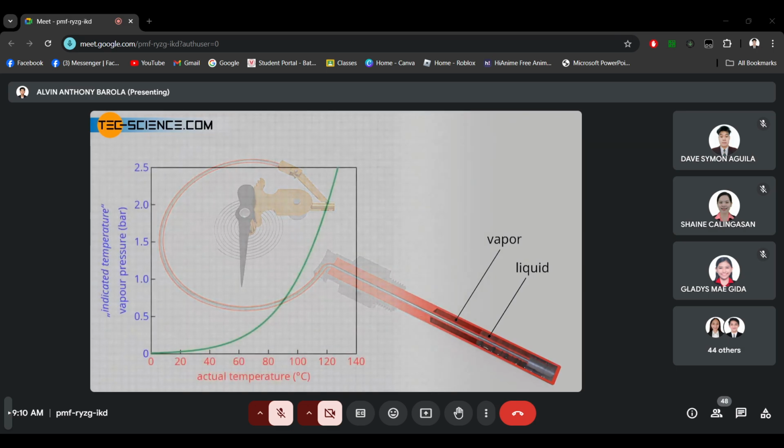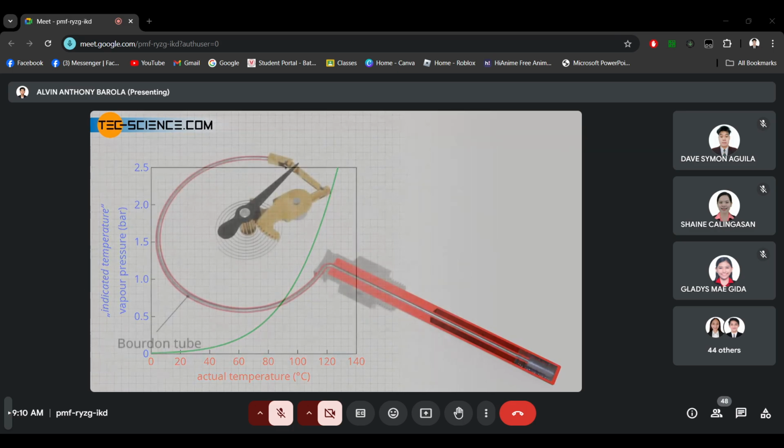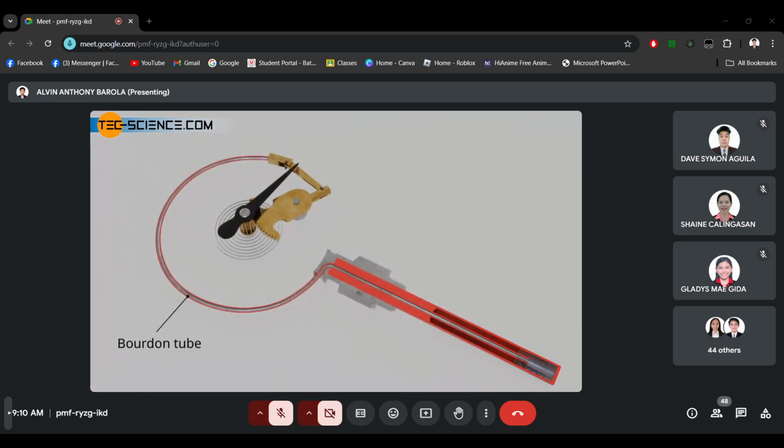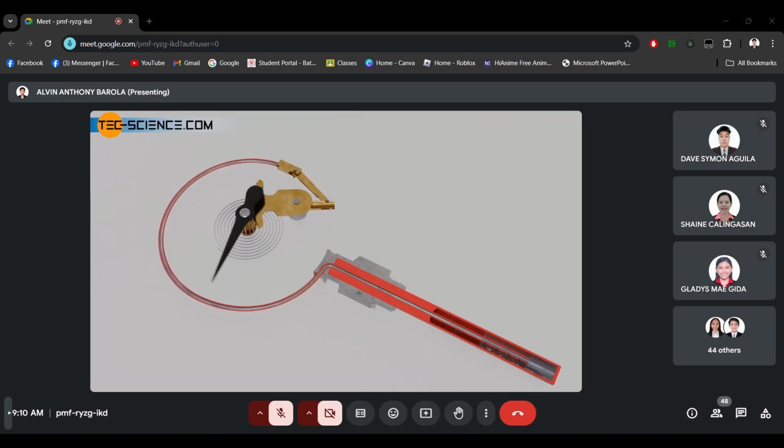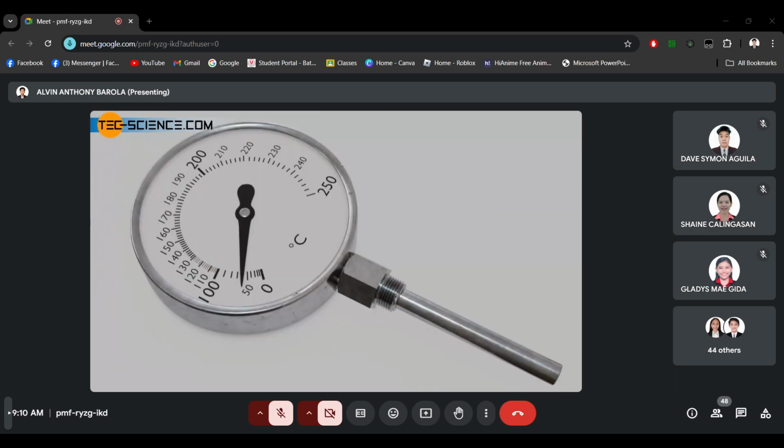The figure shows the vapor pressure curve of water as an example. If the temperature rises, more liquid will vaporize and the vapor pressure will rise accordingly. This rising vapor pressure is indicated by a Bourdon tube, as with gas-filled thermometers. Conversely, a drop in temperature causes part of the gaseous vapor to condense and the vapor pressure to decrease. The indicated temperature decreases.